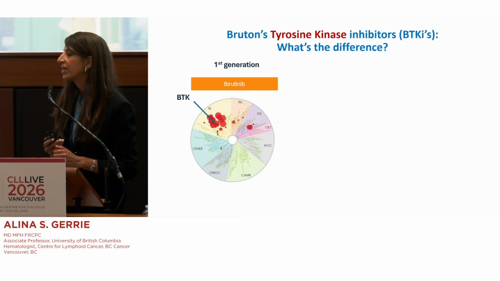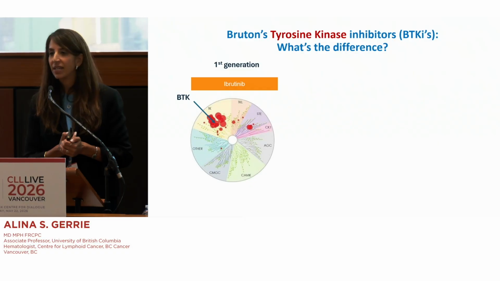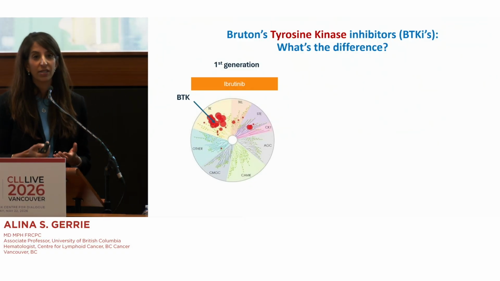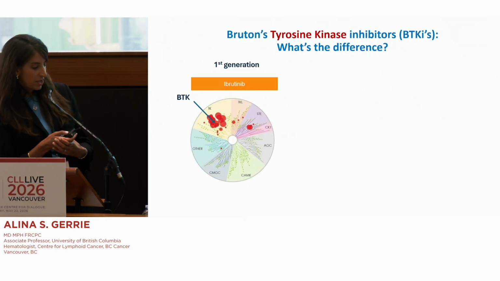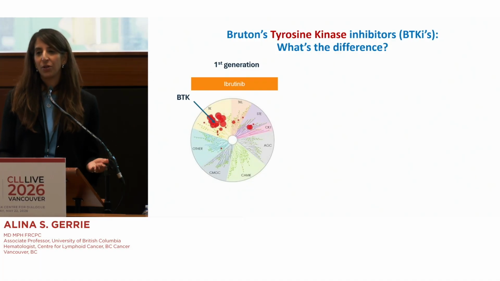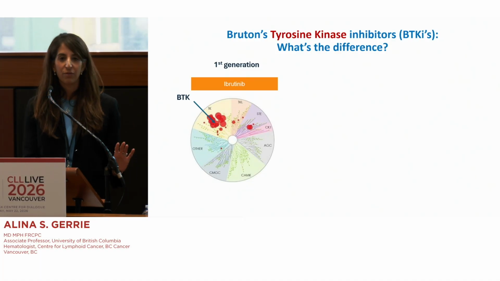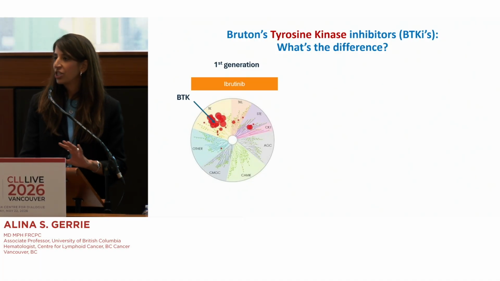So just briefly on these Bruton's tyrosine kinase inhibitors, because these are some of the very common drugs that we use for CLL. The first one that was made was ibrutinib, and it completely changed the game for CLL. The treatment changed dramatically when ibrutinib came around.